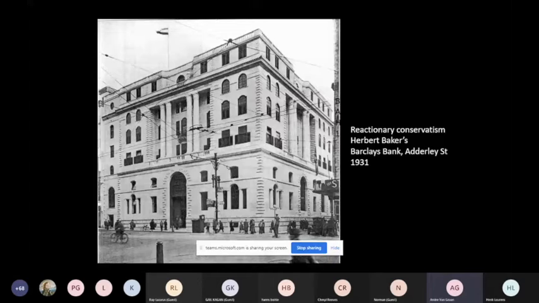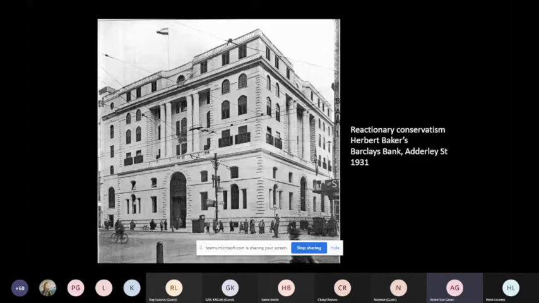And just so that one also understands that this was a movement that happened broadly, this is a year later, this is Herbert Baker's Barclays, what was the Barclays Bank building in Adderley Street, of course, still there for those of you who know it. Baker rejected modernism completely. It's in the same language that Baker had used in the Union Buildings, 1912.